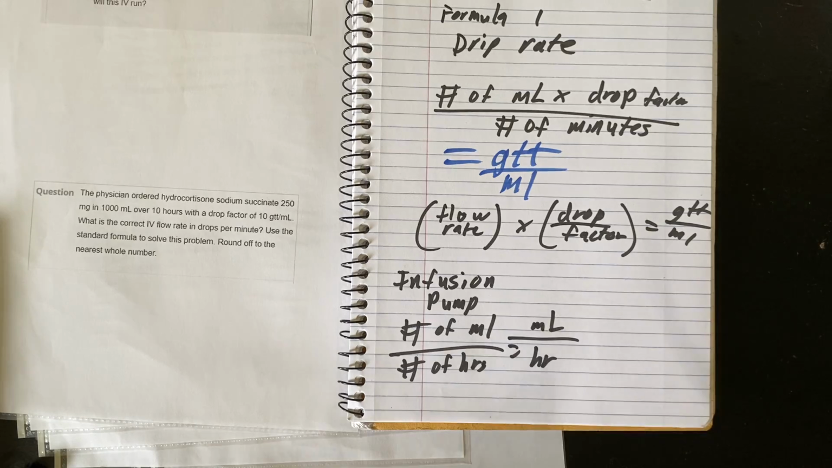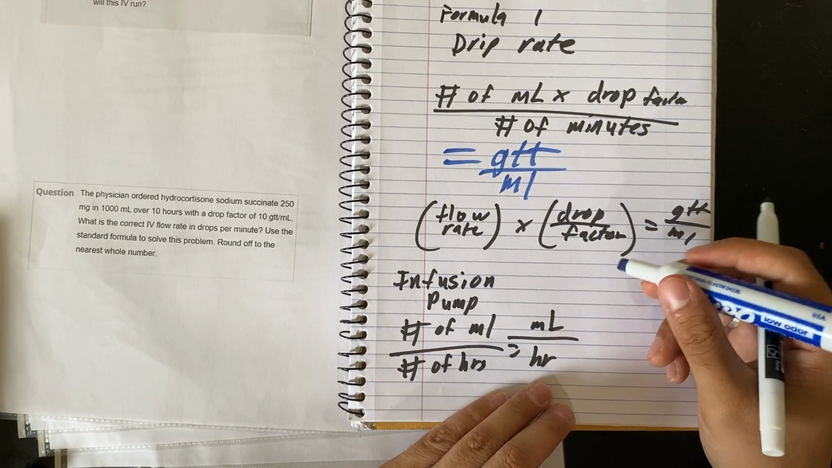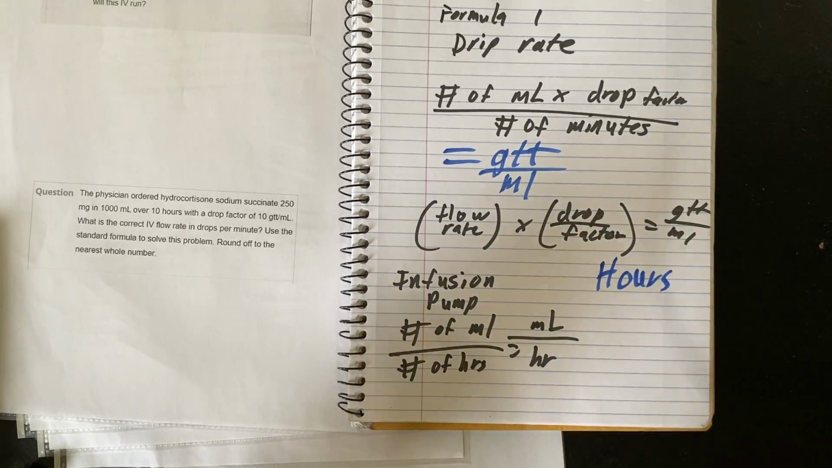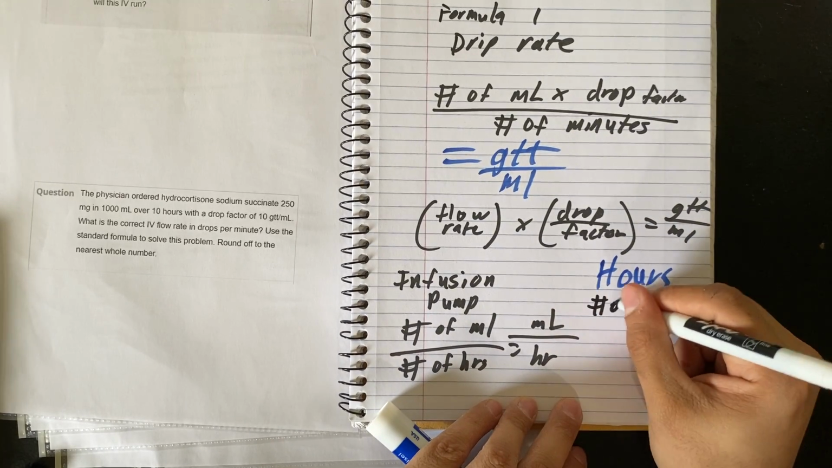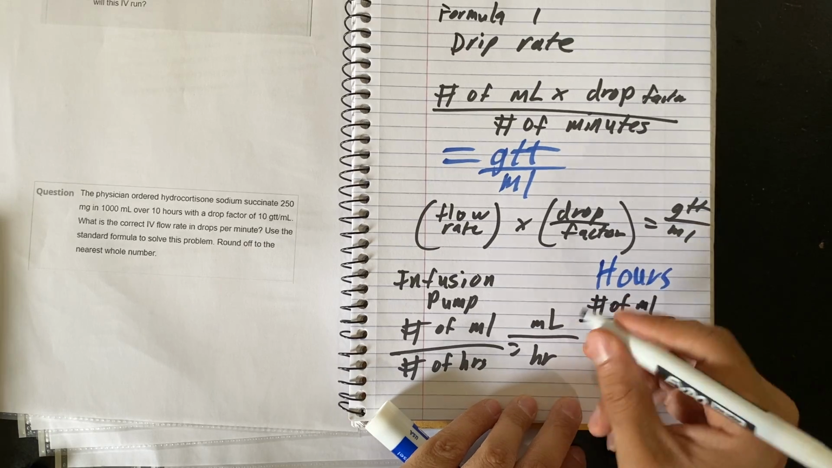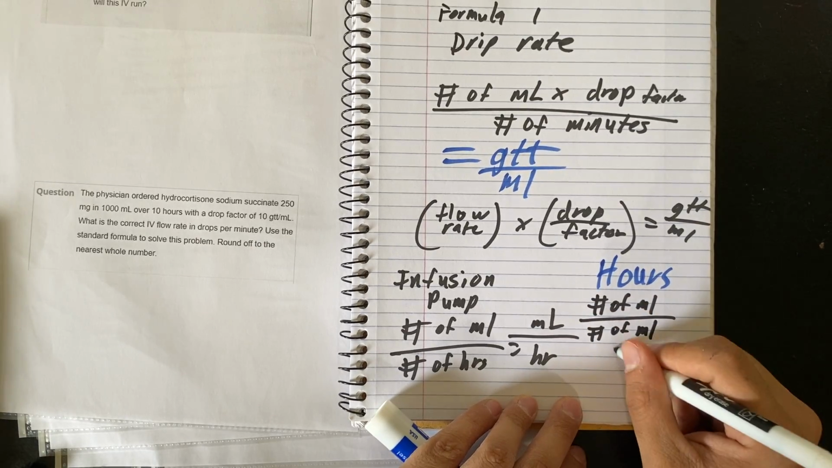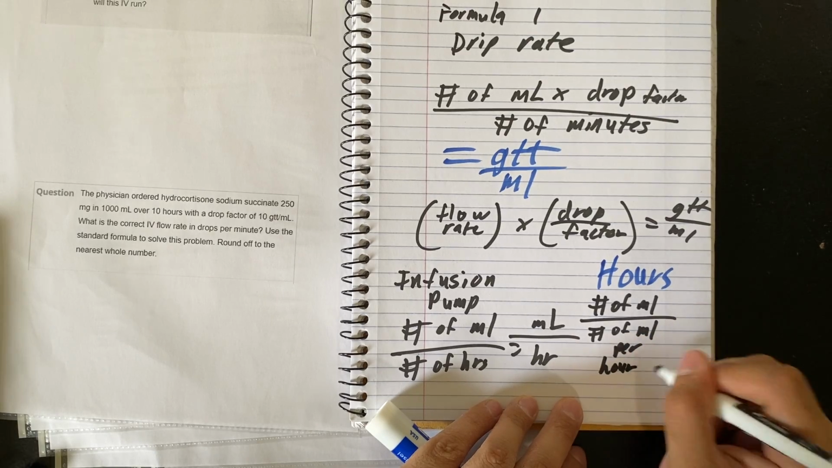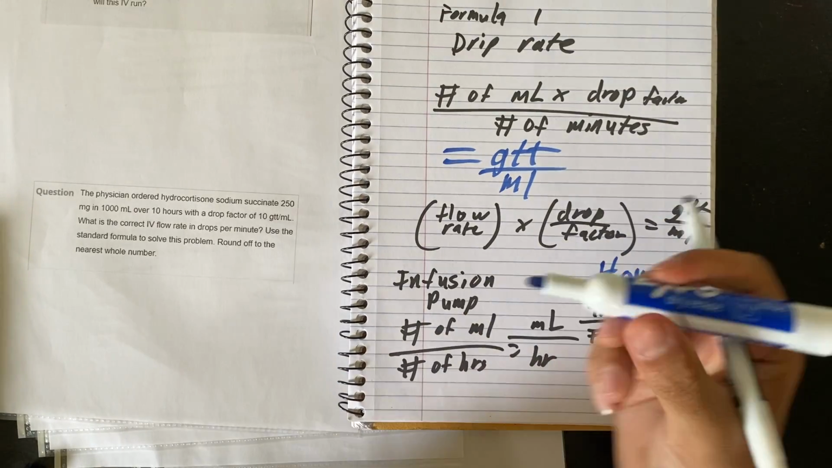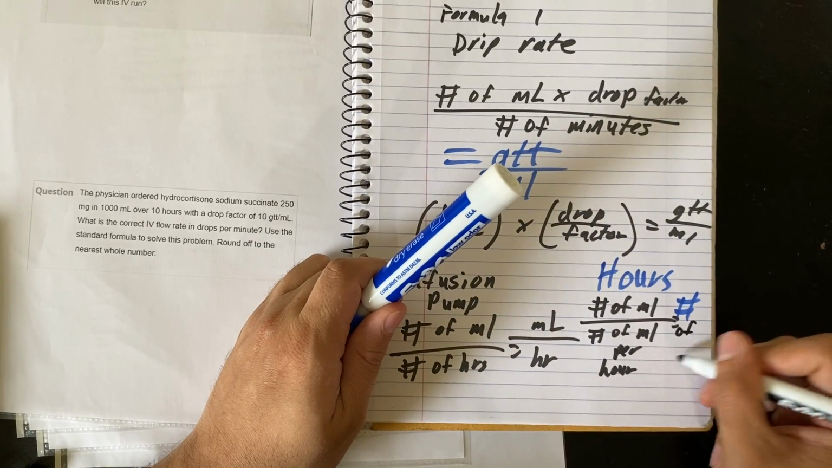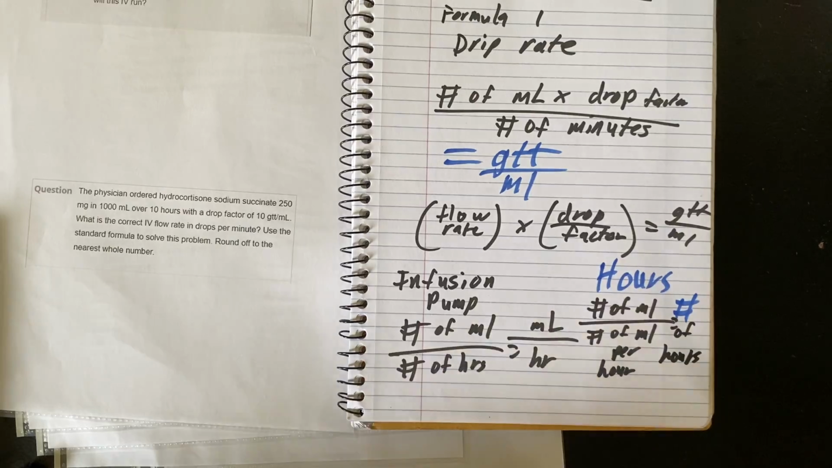If I want to find out how long something takes to finish, I can use my hours formula. And so my hours formula is number of milliliters divided by number of milliliters per hour gives me number of hours. And so we had looked at this earlier in class and we said, okay, well, that's kind of a funny way to look at it. That's a really weird formula.